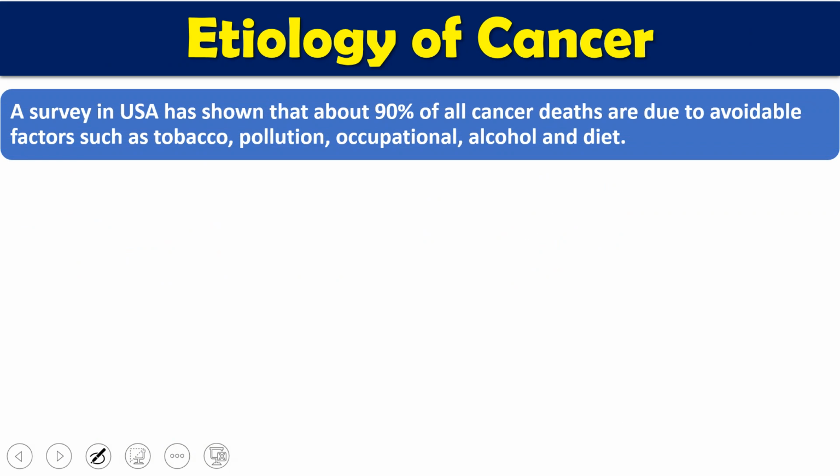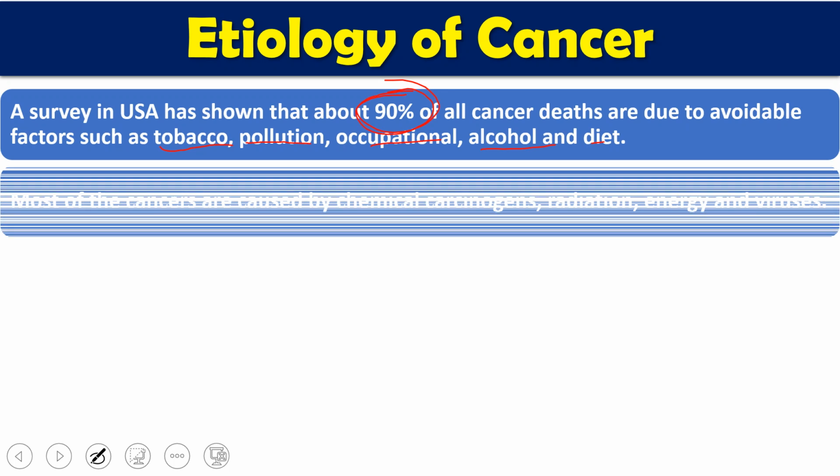Now, a survey was done in the USA. According to that survey, 90% of all cancer deaths are due to avoidable factors such as tobacco, pollution, occupations, alcohol, and diet or lifestyle. So these 90% of cases are because of avoidable factors. Tobacco is not from our genetics, we can avoid it, we can stop it. Pollution, occupations, alcohol, diet. If we avoid all these things, this 90% occurrence of cancer can be avoided.